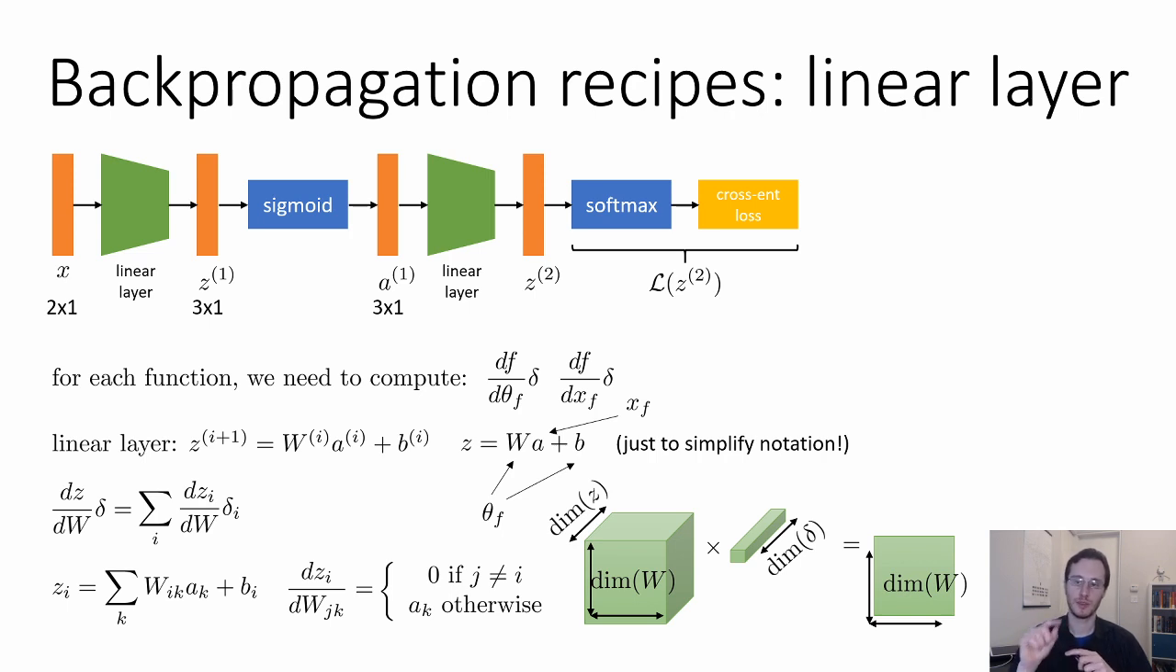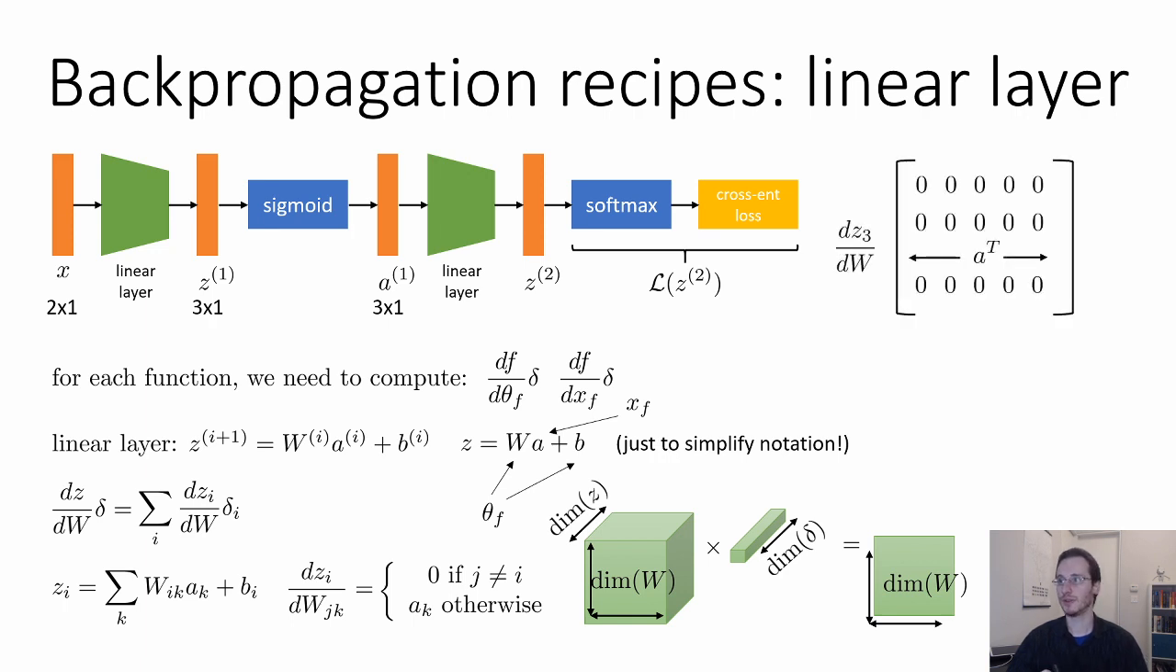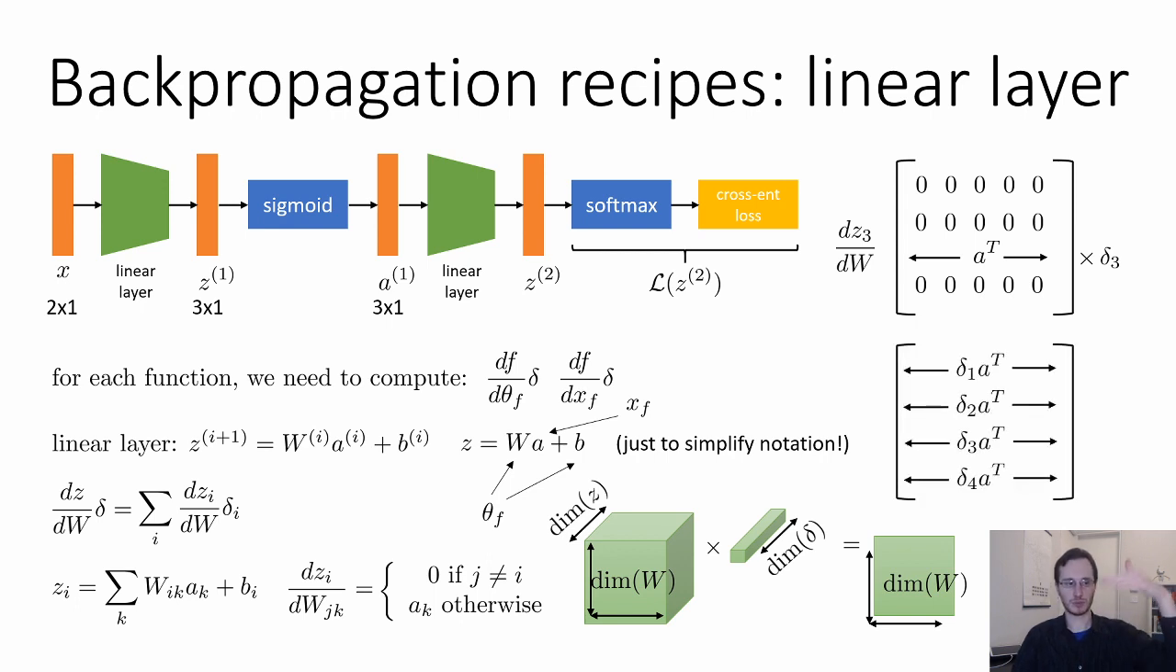If the rows match, then dzi dwik, which is the same as jk, is just ak, because that's the thing that multiplies wik in the expression in the bottom left. So visually, we could imagine, let's say, the derivative of the third entry in Z with respect to W would be a matrix with zeros everywhere except for the third row, and that third row would just be the transpose of A. So we just stick A into the third row and keep everything else as zeros. So that's what dzi dw looks like, and then it gets multiplied by delta i. So in this case, if i is 3, then this dz3 dw would just get multiplied by delta 3. So every dzi dw actually has a non-zero row in a different place. So if we want to take the sum of those, we just stack all those rows together.